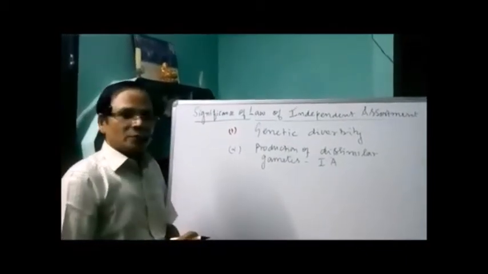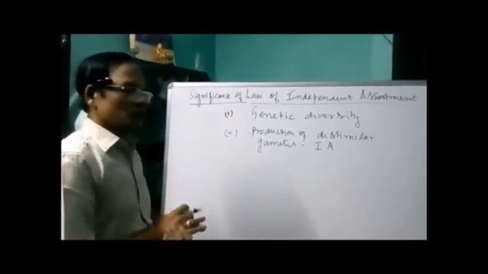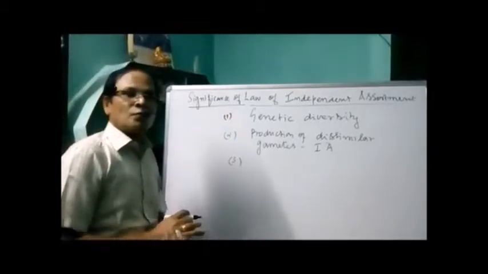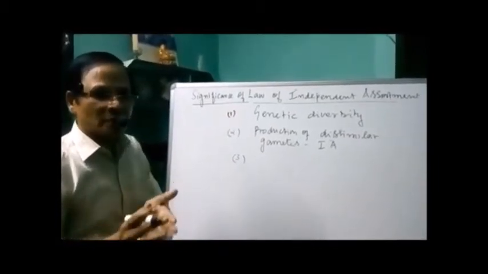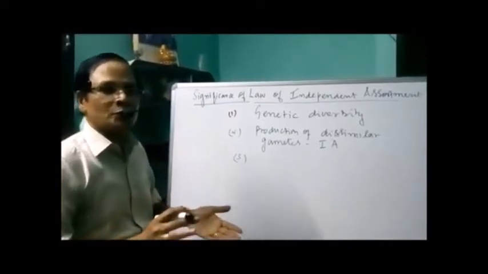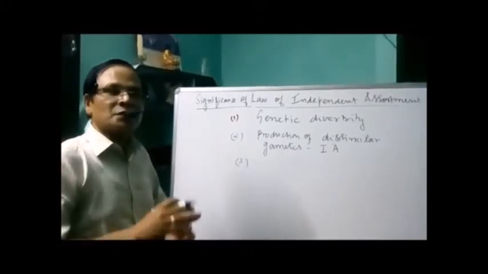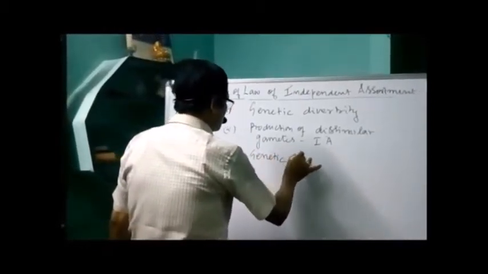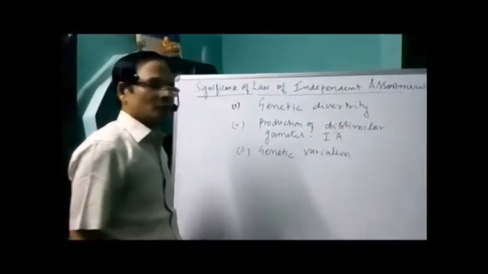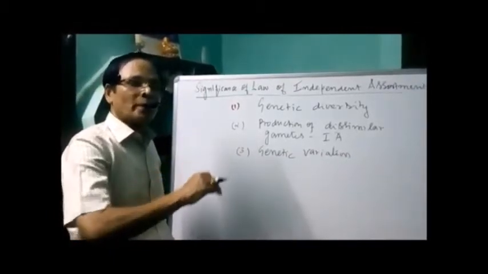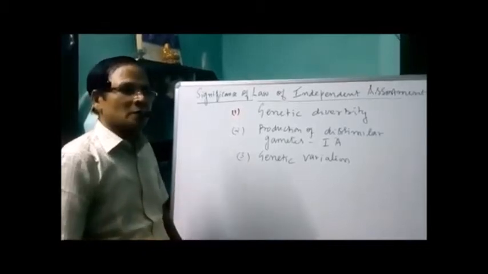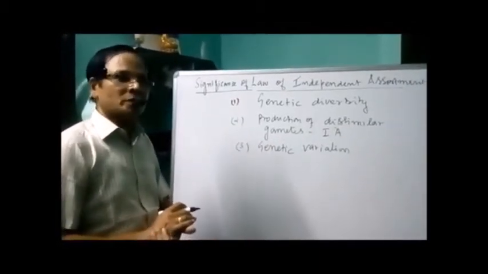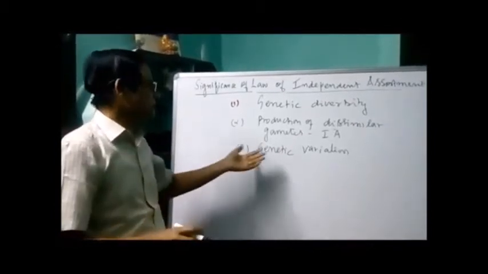Now, because of independent assortment, the maternal and paternal members of all the parents are distributed into gametes, so that we receive different chromosomal combinations leading to genetic variation. Through independent assortment, the paternal and maternal members of all parents were distributed into gametes, so that we have received chromosomes of different combinations that result in genetic variation.